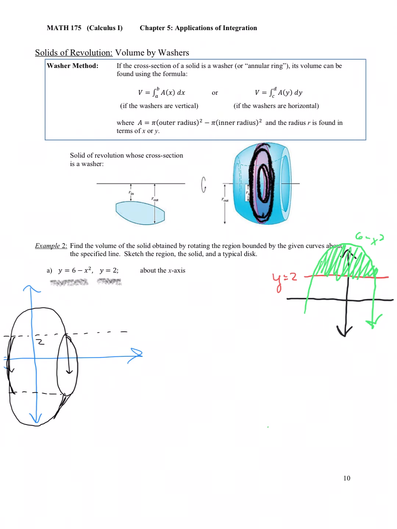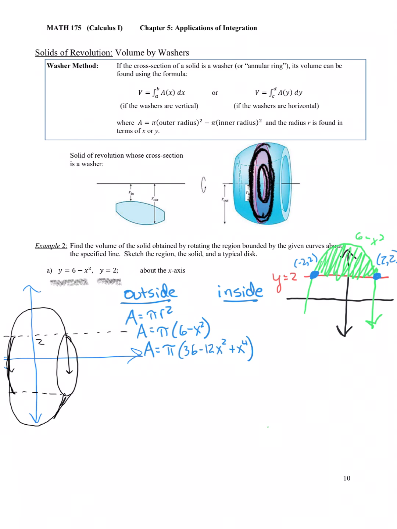We have this shaded region in between, and then we can set the two equations equal to each other to solve for the points of intersection here. And then in class, we talked about we're going to take the area of the outer function. So we have the outside function, and we have the inside function. So right here, we know our circle formula. I plugged in the radius, and then I'm going to compute, and I'll get that.